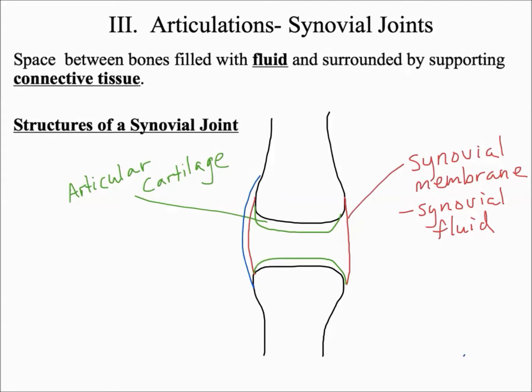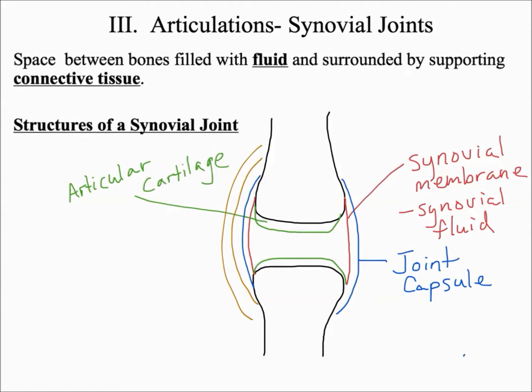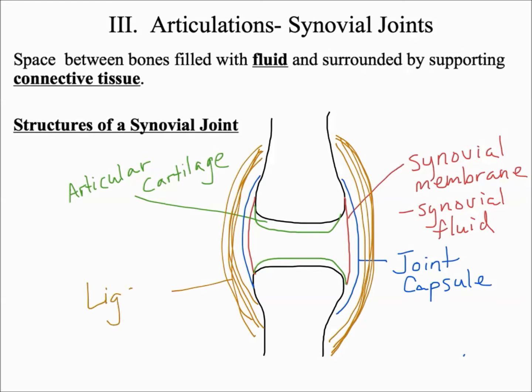Surrounding the synovial membrane is a structure called the joint capsule, or fibrous capsule. The function of a joint capsule is to stabilize the joint. And finally, the last structure of a synovial joint is a dense, regular, fibrous connective tissue that connects bone to bone. This is called the ligament. Ligaments can be found surrounding the joint, or they can be found within the joint.